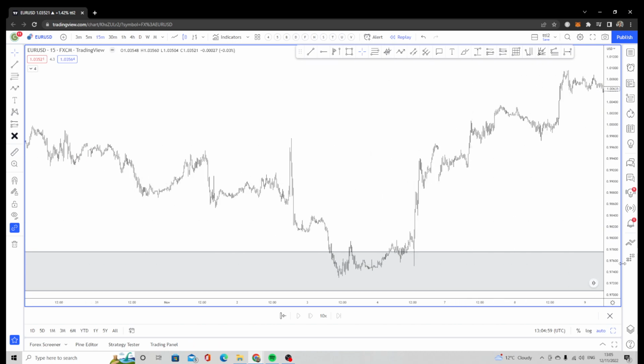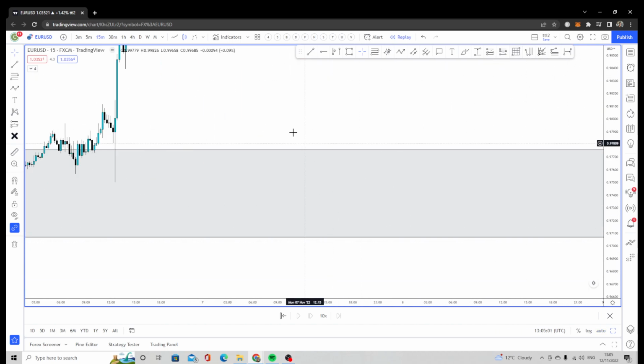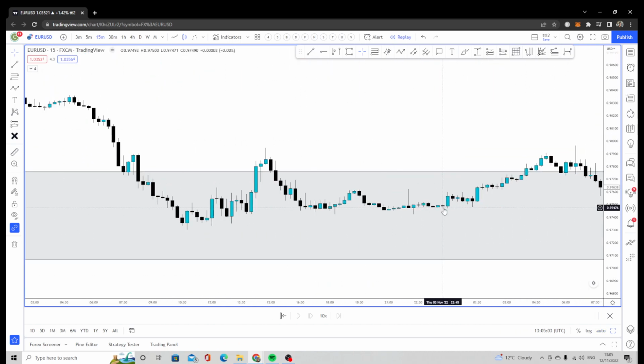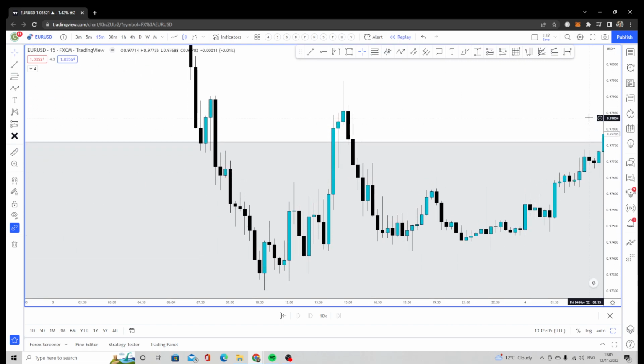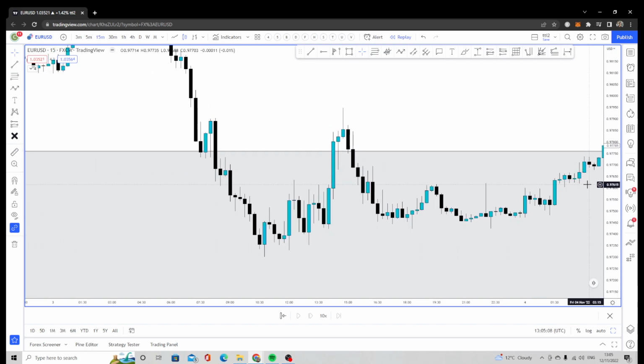So let me break down the Quasimodo for you here. Okay, so we can see this is clean, clean, clean. This is a super clean example. It happened on EU, and this is a trade that I took back on the 3rd or 4th, was it? Yeah, the 3rd of November.